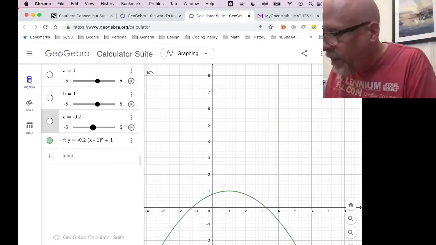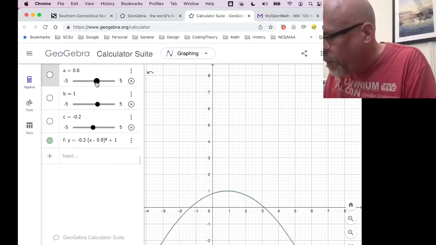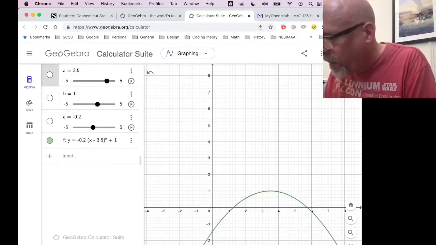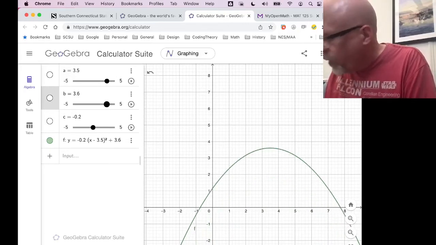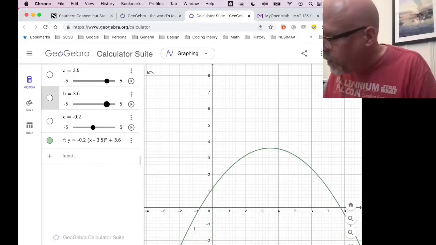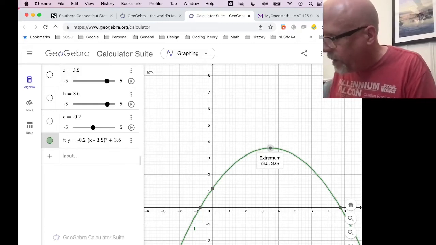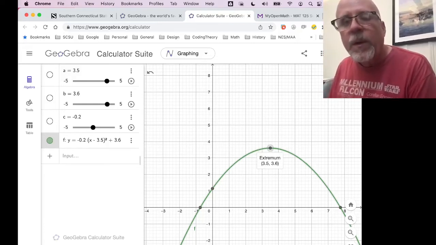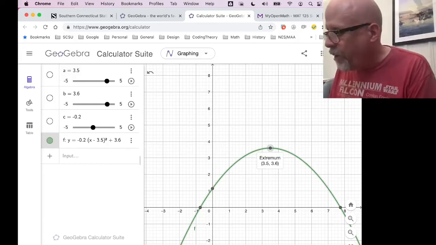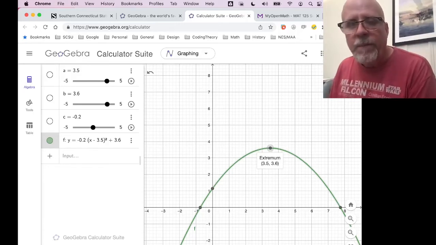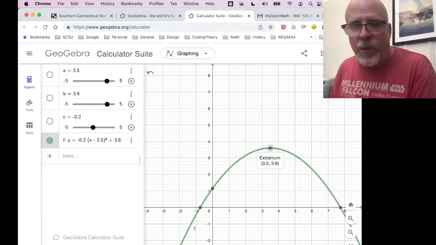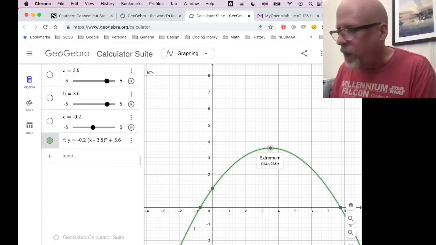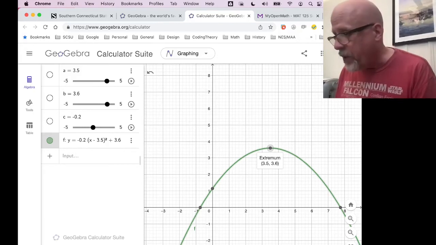The A and the B, those are just pretty straightforward. A moves it side to side, B moves it up and down. This thing is called vertex form for a reason. That little spot right there, they call it an extremum, but on a parabola, that's known as a vertex. It's something you can always locate, right? That's the position. It's kind of like the 0, 0 position is when y equals x squared. It's got a lot of features to it.